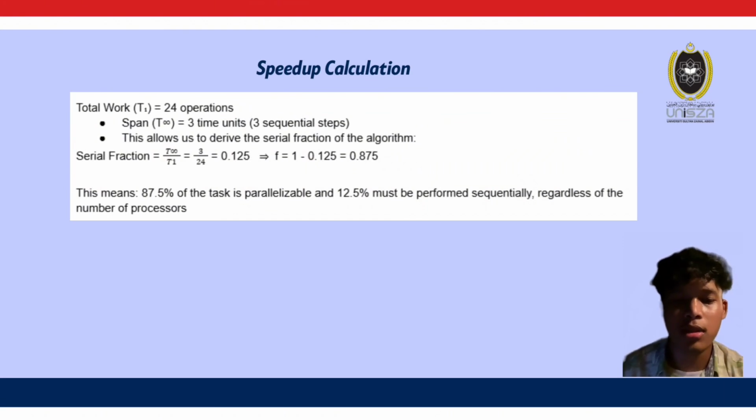Amdahl's law shows us the maximum speed up achievable. No matter how many processors we add, the serial part limits the performance.